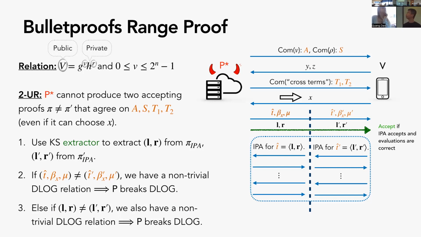Next up, similarly, if the 2 underlying witnesses are different, then we also get a discrete log relation. And finally, once everything is the same, especially these witnesses, we argue that the proofs are the same as well. Like the inner product arguments are the same. And that leads to a contradiction because we cannot have 2 different proofs.